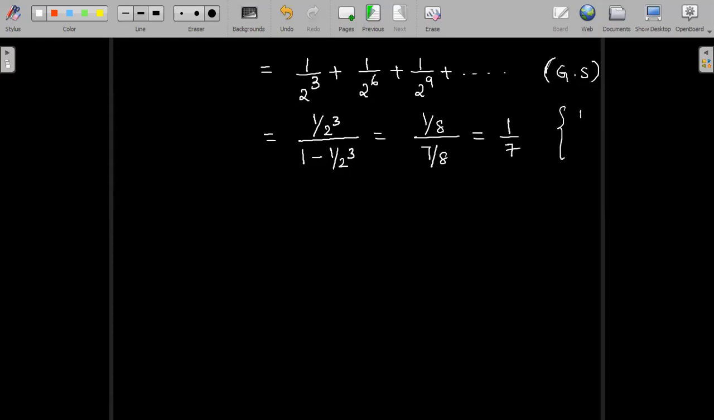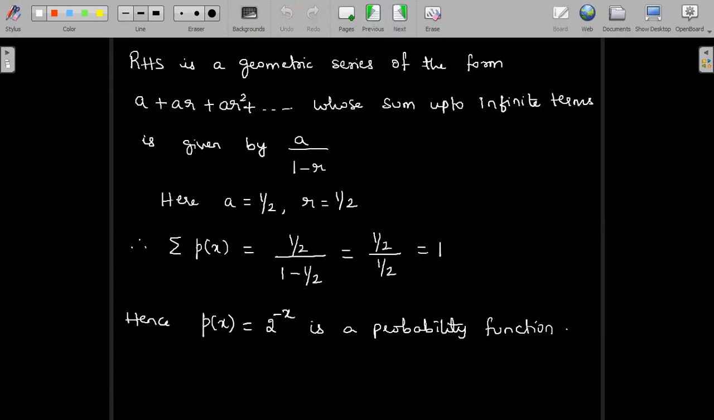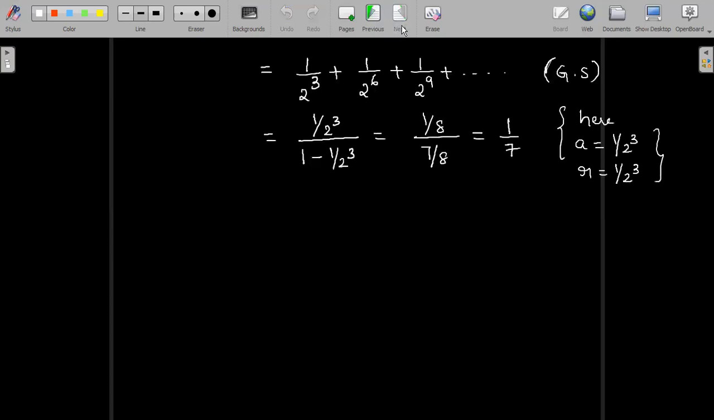So here also the value of A was 1 by 2 cube and R value was also 1 by 2 cube. So every time we are comparing with the standard form of the geometric series up to infinite terms, A plus AR plus AR square, etc. And the sum up to infinite terms is A divided by 1 minus R. Same formula we are applying in all these cases.